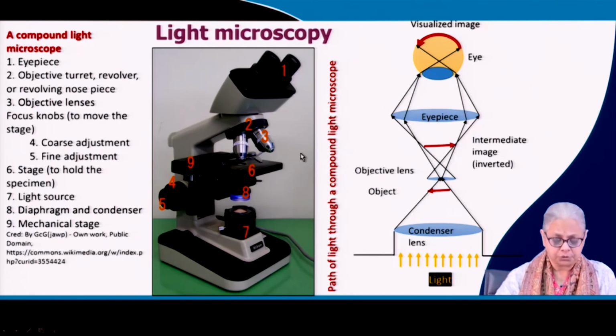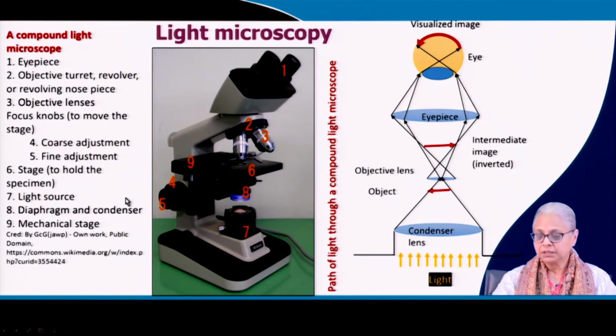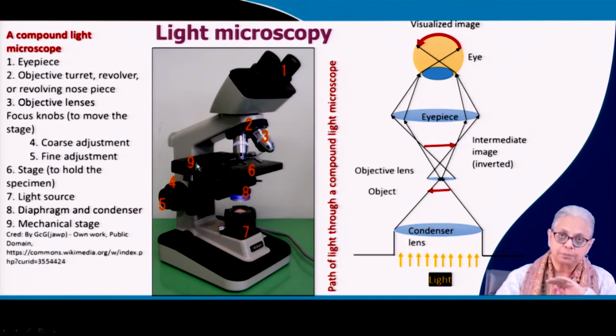This is the microscope, and this is how they all look. Most of them look like this particular microscope. So you have your light source at the bottom. I'll start from the bottom up. Number 7 is the light source, and above that you have your diaphragm and condenser. That's your condenser lens. As the light is coming from the bottom, it passes through the condenser lens, and there is a stage. This is number 6, the stage. The stage is where you place the sample.